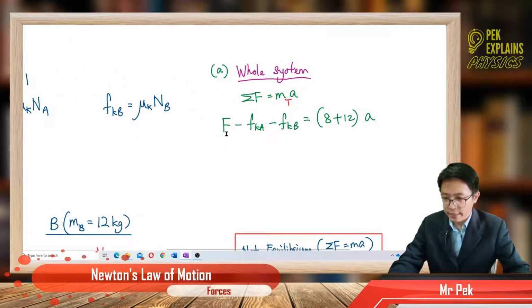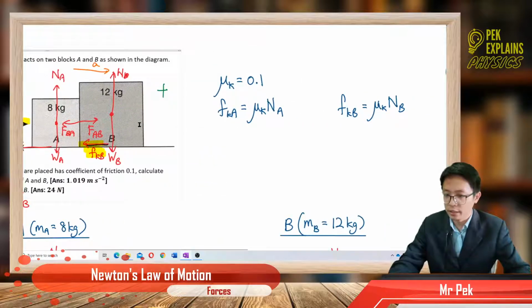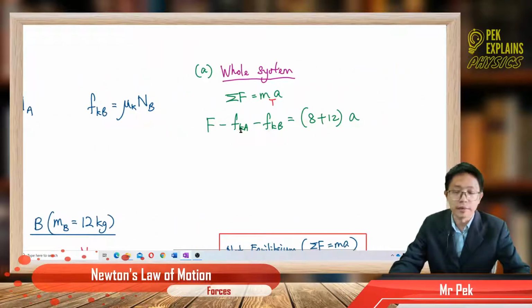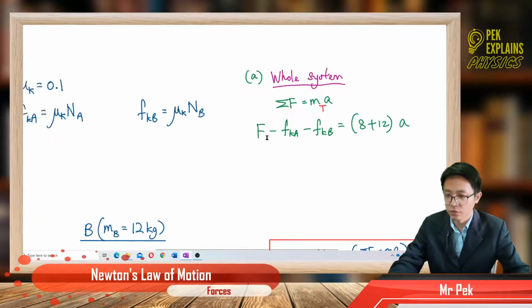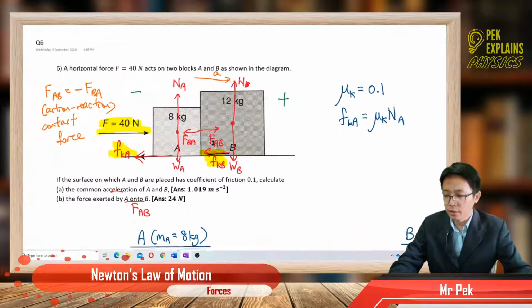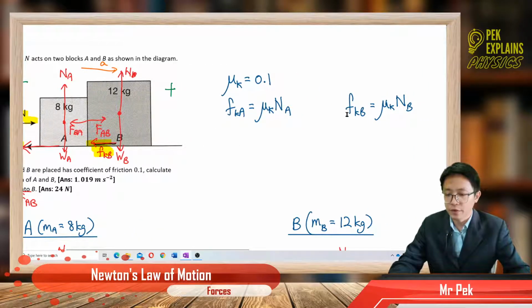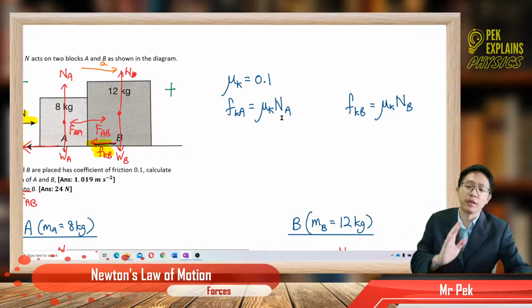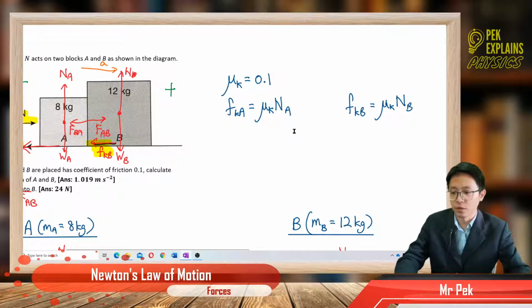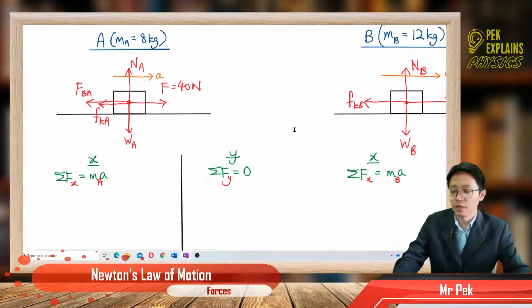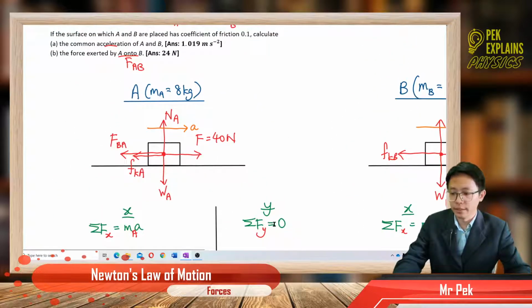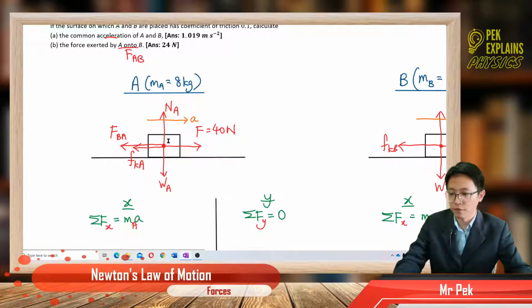Okay, we have the external force, 40 Newton, but we don't have the friction yet. We have to find the friction. To find the friction, the question already provides us with the mu k, 0.1. Friction A and friction B use the formula mu k N. But before we find friction, we need to find the normal force. To find the normal force, we refer to the y component of each block.